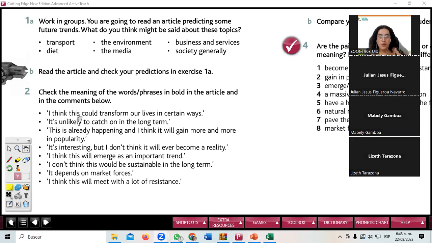I think this could transform our lives in certain ways. It is unlikely to catch on in the long term. This is already happening, and I think it will gain more in popularity. It is interesting, but I don't think it will ever become a reality. I think this will emerge as an important trend. I don't think this would be sustainable in the long term. It depends on the market forces, and I think this will meet with a lot of resistance. Okay, so let's read them. If you have questions about vocabulary, let me know, okay?